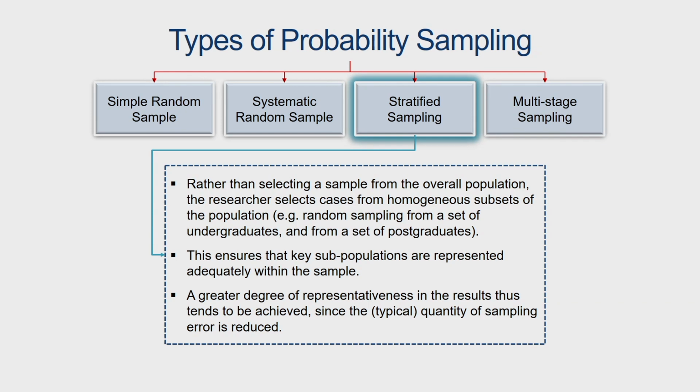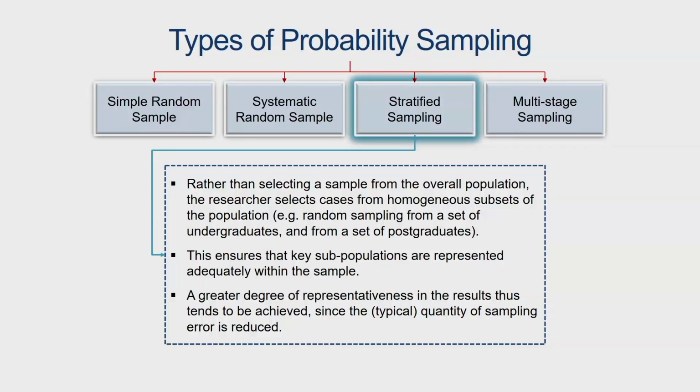This is also true of a multi-ethnic society, of a multi-caste society, class society, where there are different ethnic groups of population, and we want each of these strata to be represented in the sample in a study that we are conducting, and that is when stratified sampling is of paramount importance. A greater degree of representativeness in the results tends to be achieved since the quantity of sampling error is reduced.